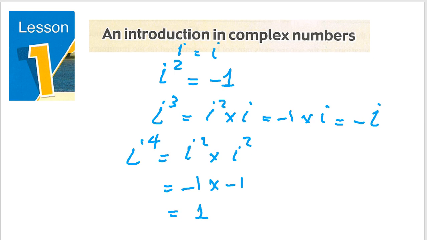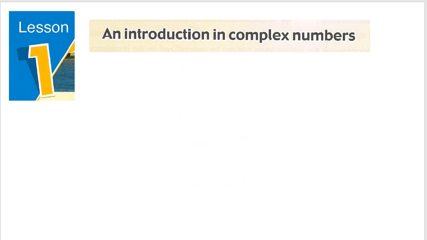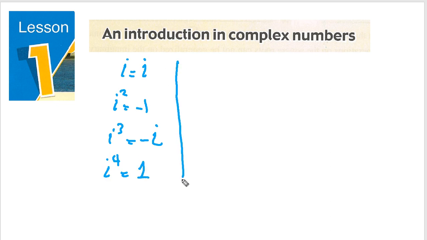Now you can abbreviate or simplify this, writing I to the power 1 is equal to I, and I to the power 2 is equal to negative 1, and I to the power 3 is equal to negative I, and I to the power 4 is equal to 1. If you move after 4, it will be I to the power 5. I to the power 5 will be 1 plus 4, 5. Then it will be I times I. It will be I. This is the same value here.